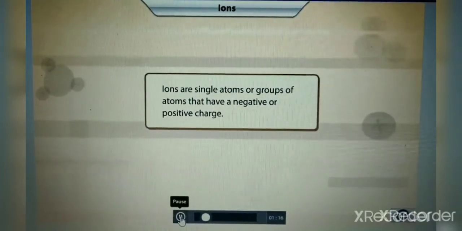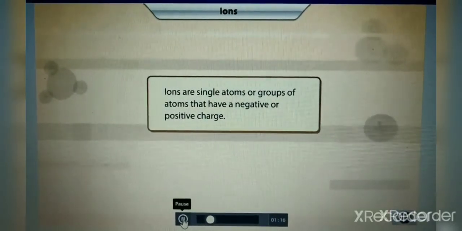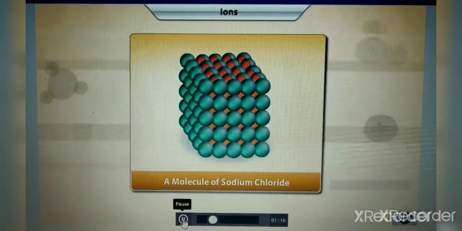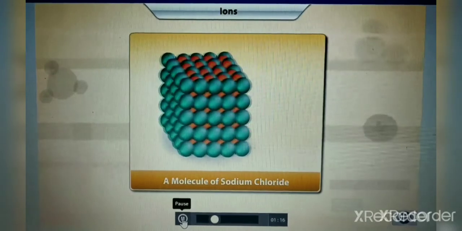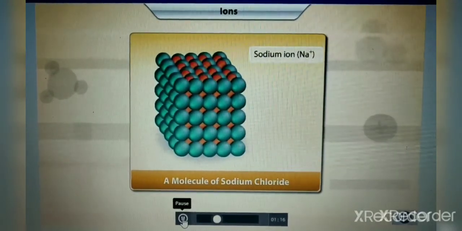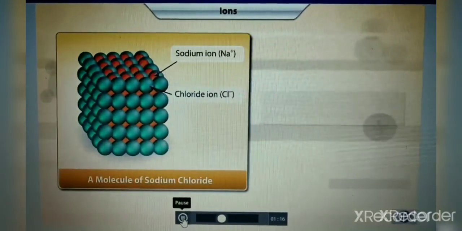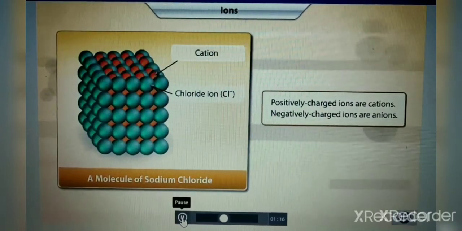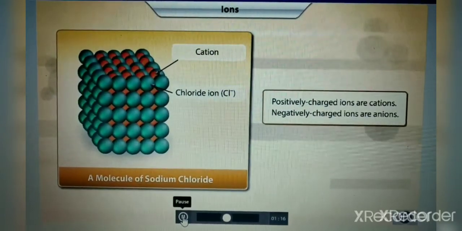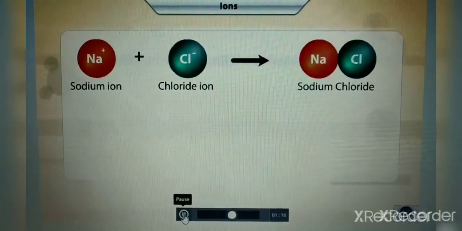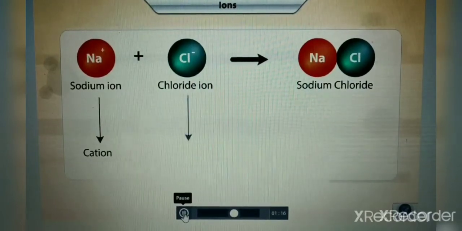We have learnt about atoms and molecules. Now let us learn about ions. Ions are single atoms or groups of atoms that have a negative or positive charge. Let us observe a molecule of sodium chloride. A molecule of sodium chloride is made up of a positively charged sodium ion and a negatively charged chloride ion. Positively charged ions are called cations. Negatively charged ions are called anions. So, in a molecule of sodium chloride, sodium is the cation and chloride is the anion.